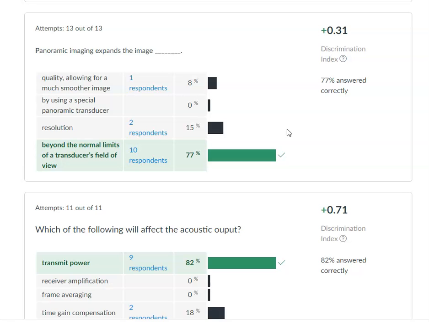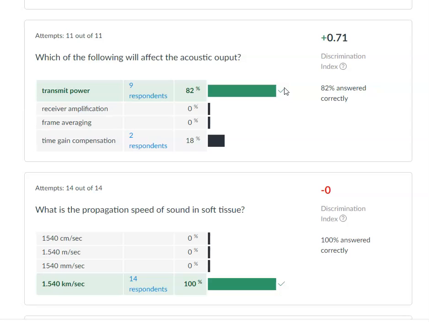Panoramic images. This must have been touched on in the book. Panoramic images expand the image beyond the normal limits of the ultrasound field of view. I don't think we've really gone into much panoramic imaging in the lab yet. Maybe we can do that in the next couple of weeks. Next question. Which of the following will affect the acoustic output? Certainly the transmit power affects acoustic output. Transmit power is in fact acoustic output. They are synonyms for each other. Time gain compensation is amplification in compensation for attenuation, and amplification does not affect acoustic output.